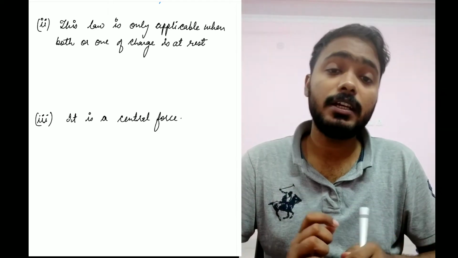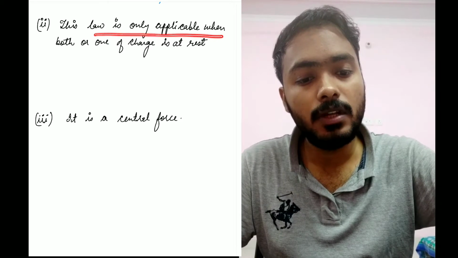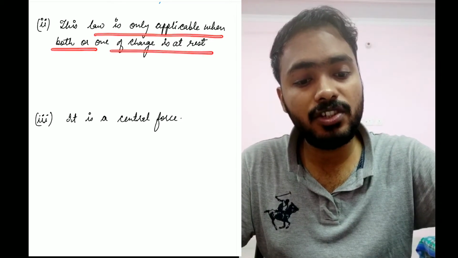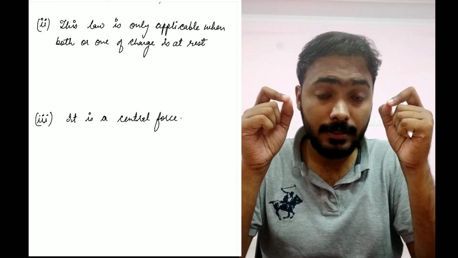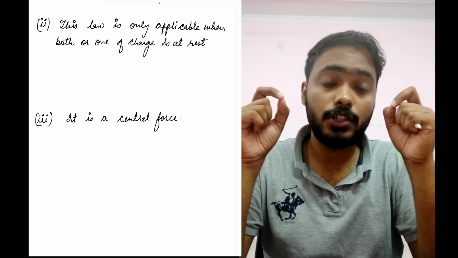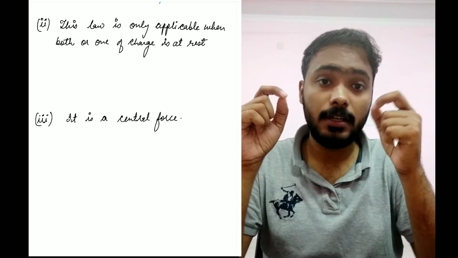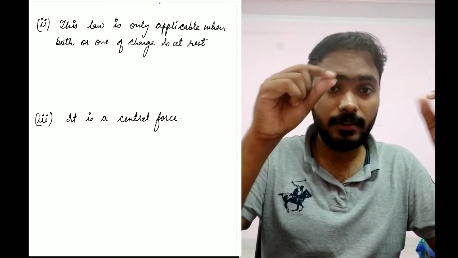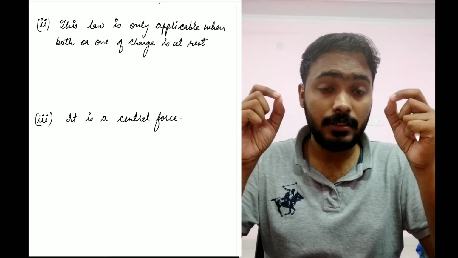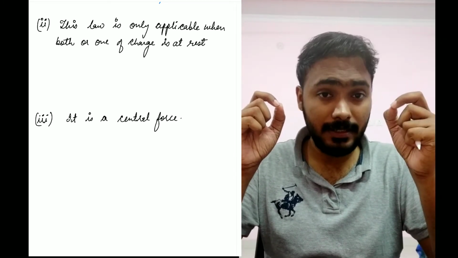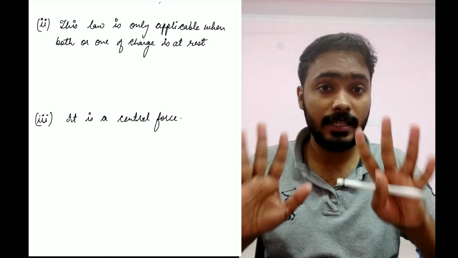The second condition is that the charges must be at rest. The law is only applicable when both or one of the charges is at rest. Either both the charges must be at rest or one of the two should be at rest in order for Coulomb's law to be applicable. If both the charges are moving, then you cannot apply Coulomb's law. I hope that is understandable.